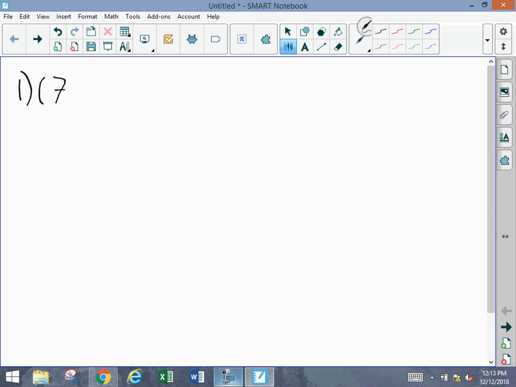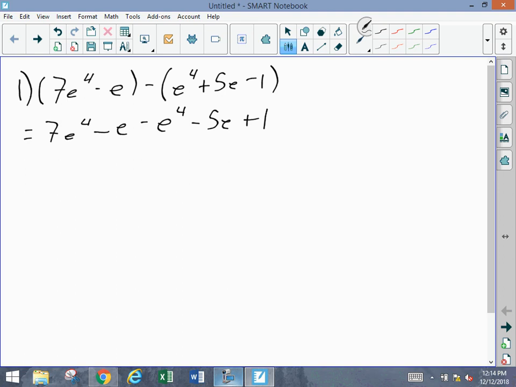Number 1 says that if I have 7e to the 4th minus e to the 4th plus 5e minus 1, I need to subtract the 2. First thing I'm going to do is distribute this negative sign. Now I will combine like terms. So 7e to the 4th minus e to the 4th is 6e to the 4th. Negative e minus 5e is negative 6e, and then I'm going to drop the 1 and call it done. That's it, pretty much. Distribute the negative, combine like terms.